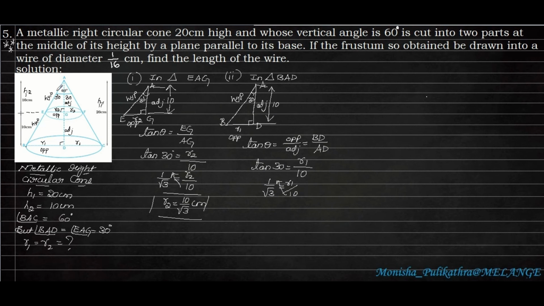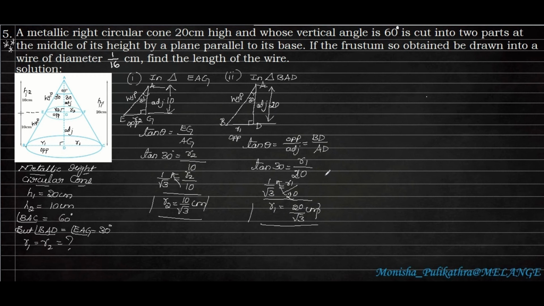Oh sorry, here the entire height has been given. The entire height is 20, not 10 here. The half height, only the middle part, will be 10. The entire height AD is 20. Okay, so here take it as 20. So when we cross multiply, we will get R1 is equal to 20 by root 3 centimeter. So this is the value for R1.